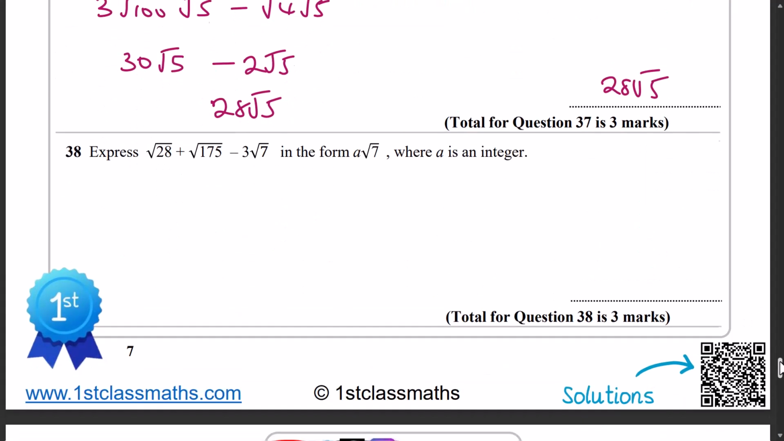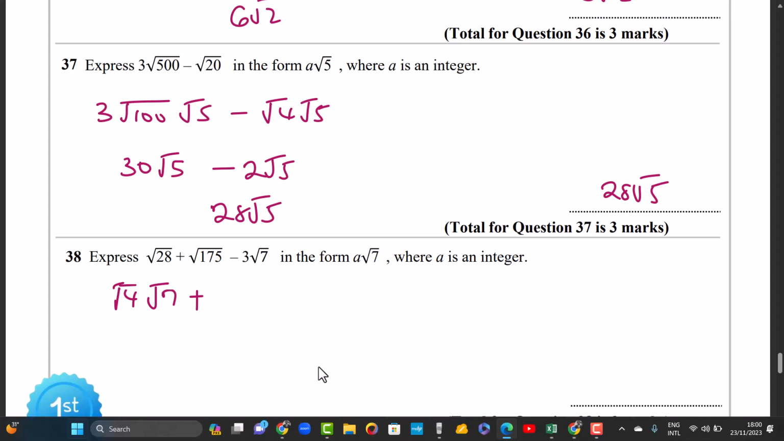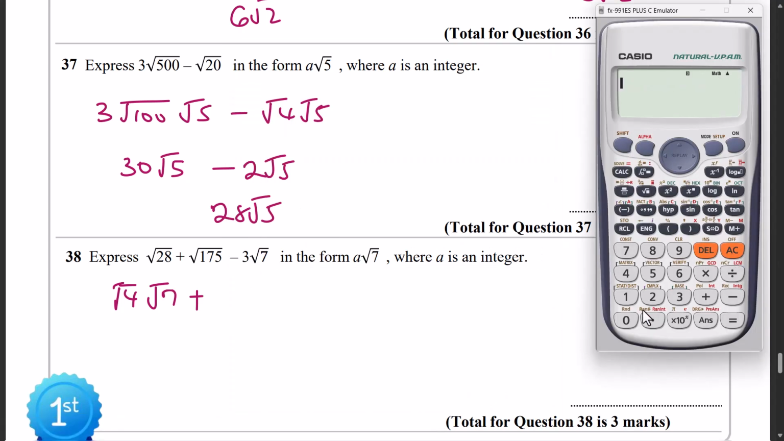And then number 38, wow. So write this in the form of a root 7, where a is an integer. 9 root 28 can be written as root 4 times root 7 plus. Now, root 175. What for me, I think, what two numbers multiply to give 175? This number is 35 and 5. But that isn't what I need.